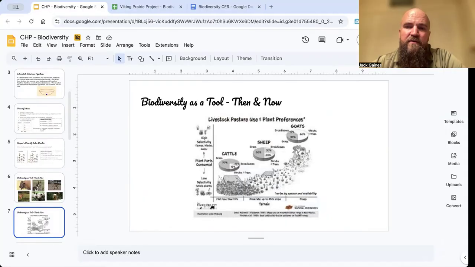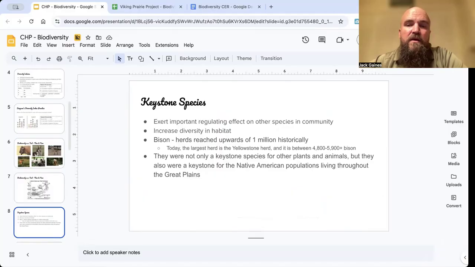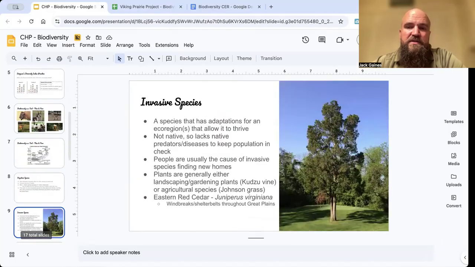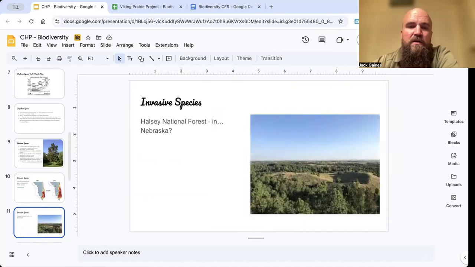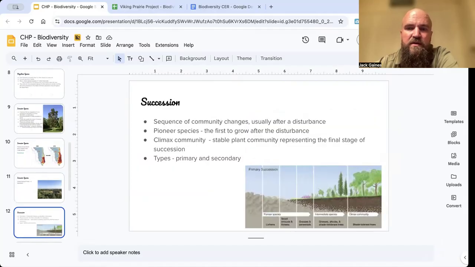And we talked a little bit about the different types of animals for pyric herbivory and keystone species in an environment and invasive species. And we focused primarily on the eastern red cedar. We also have a lot of Bermuda grass in our outdoor classroom, and so we talked about that a little bit as well. And some footage from our field trips over the summer in Nebraska.